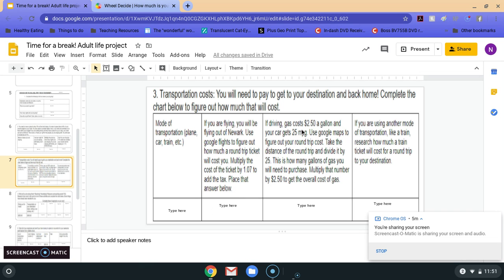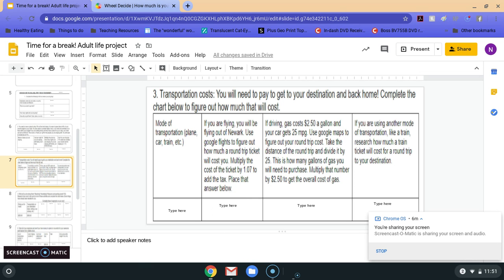If you are driving, your gas is going to cost you $2.50 a gallon, and your car is going to get 25 miles per gallon. I thought it'd be easier to make this part uniform for everybody. So like we did in the very first part of the project, you're going to go to Google Maps and find out how much the trip is going to cost by finding out how far it is to get there. So let's say you are traveling 100 miles there and 100 miles back. So your round trip would be 200 miles.